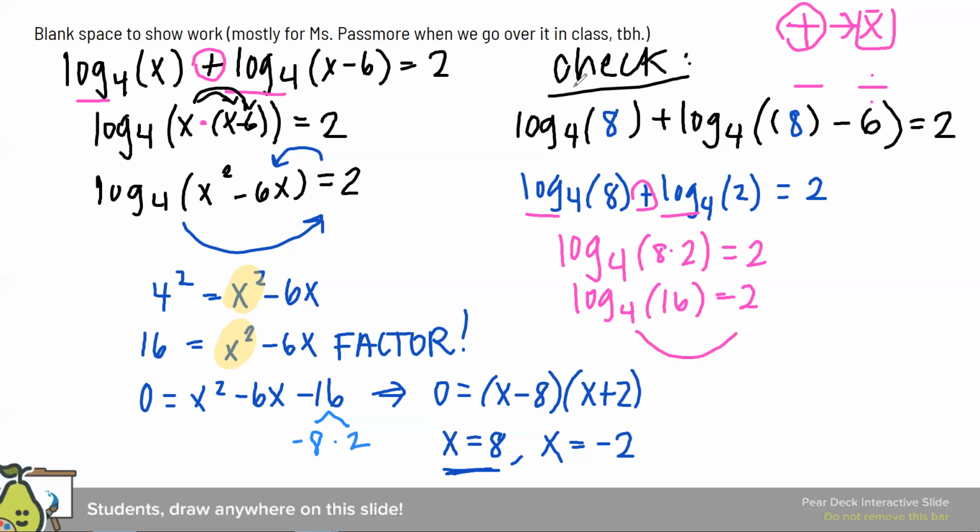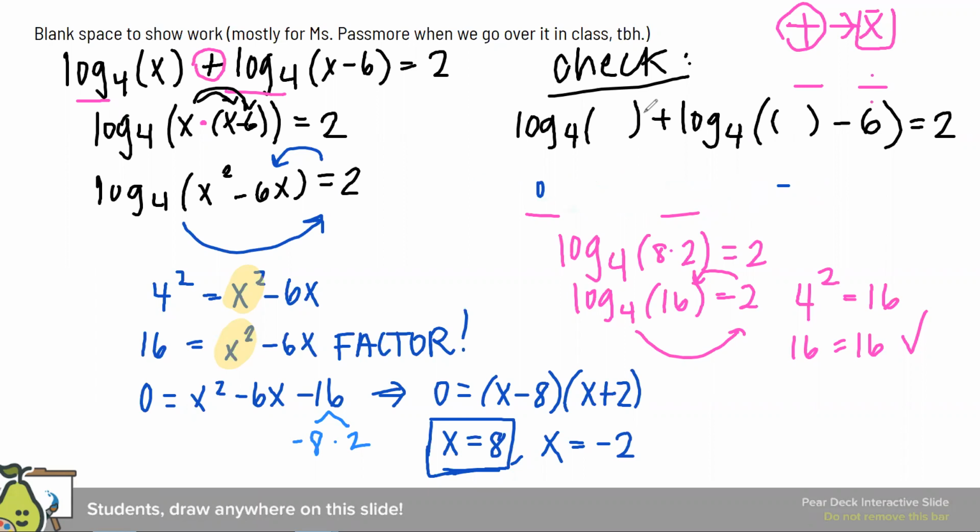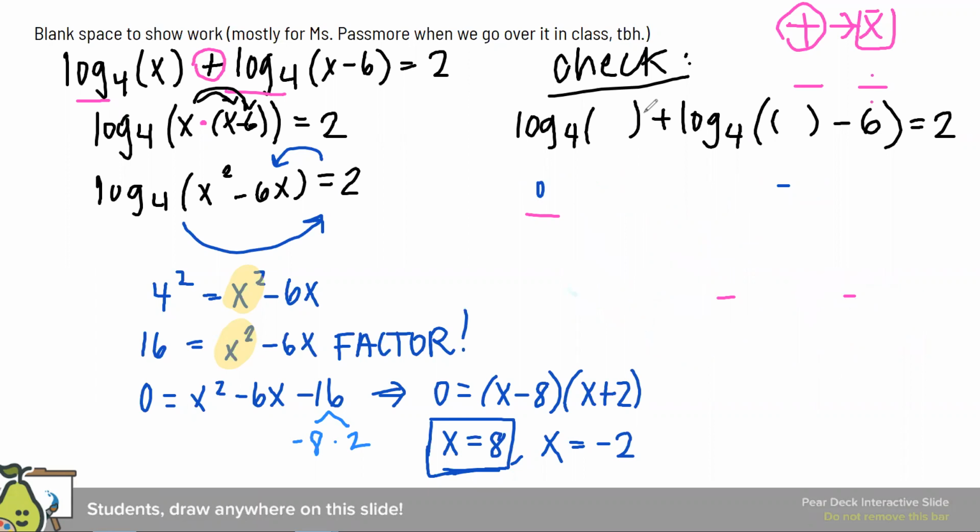And to verify that this is true, convert into exponential form. Is 4 squared actually equal to 16? Since 16 is equal to 16, then x is equal to 8 is one of our solutions for sure. Definitely a solution. It's a real solution. It is not extraneous. Now we're going to repeat the process, but for x is equal to negative 2. So instead of 8, we're seeing if negative 2 gives us the same information, if it also gives us a true statement.